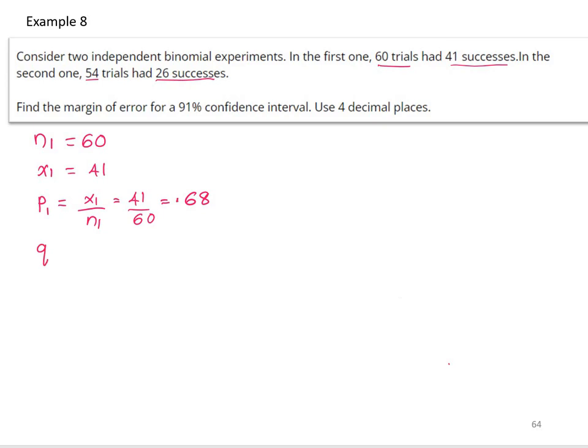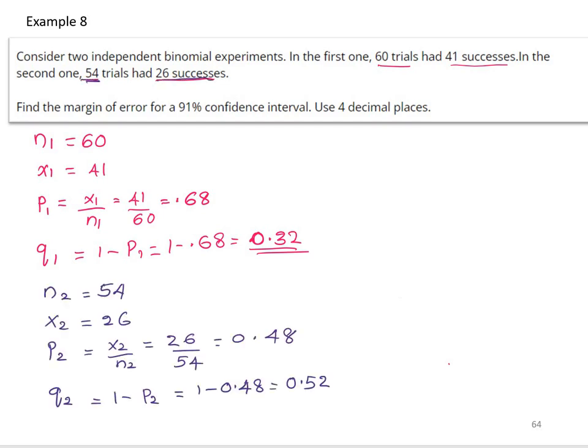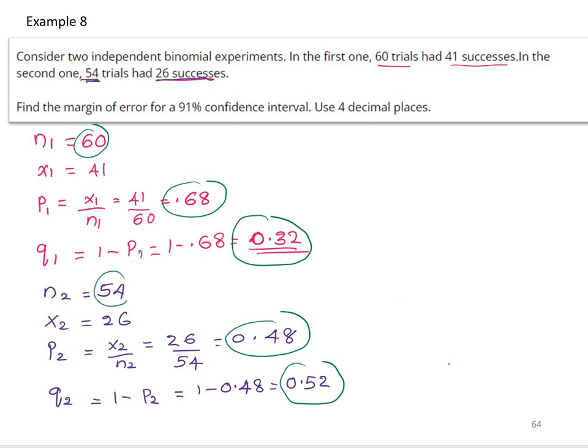Now you can find Q1. Q1 is equal to 1 minus P1, that is 1 minus 0.68, which equals 0.32. That's all about the first one. So we have Q1 here, P1 here, N1 here, P2 here, Q2 here, and N2 here.